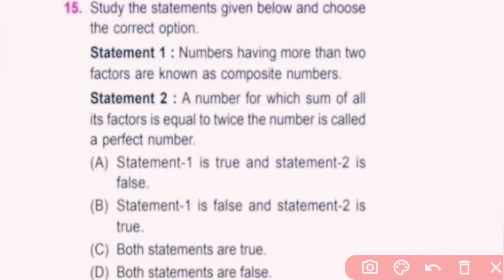Question number 15. Study the statements given below and choose the correct option. Statement 1. Numbers having more than 2 factors are known as composite numbers. And statement 2. A number for which the sum of all its factors is equal to twice the number is called the perfect number. Here both statements are true. So C is the correct answer.